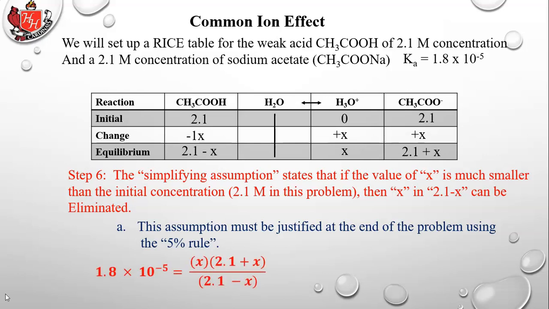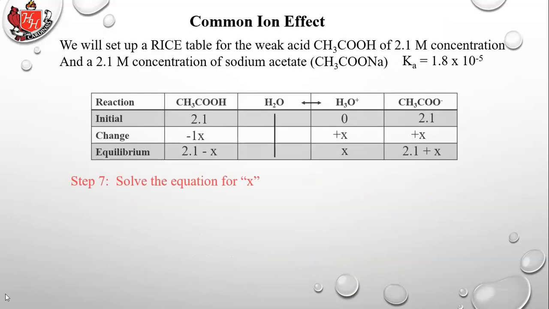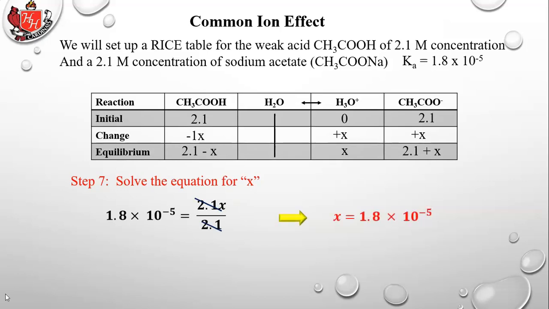So there we go. That's the same equation we had on the previous slide. And now those x's go away. So now we have on the top 2.1 times x over 2.1. Convince yourself of the algebra on that. And now the math is pretty simple. The 2.1s both cancel out on the right side. So solving for x, the 2.1s cancel out, and you get x equals 1.8 times 10 to the negative fifth. So that's your value of x.